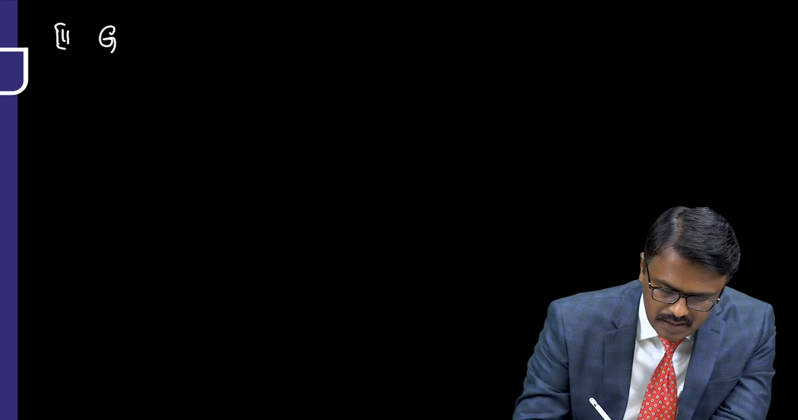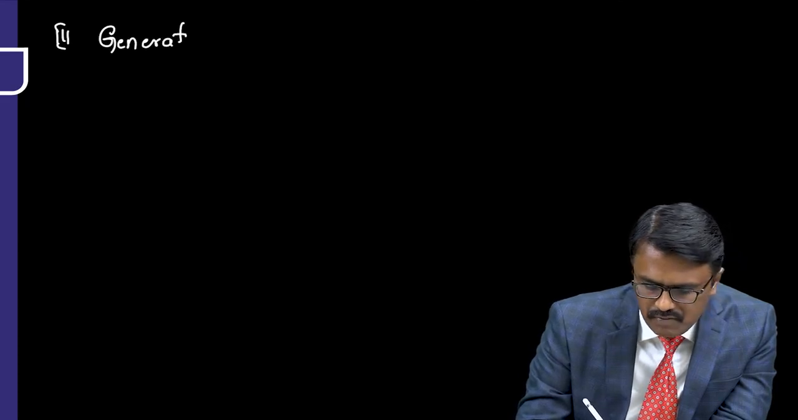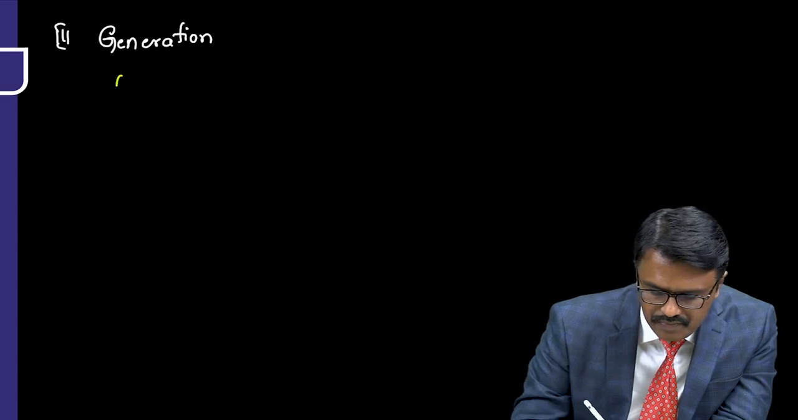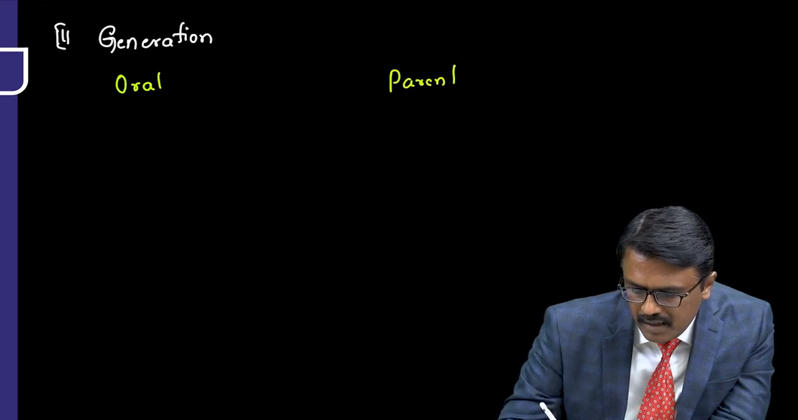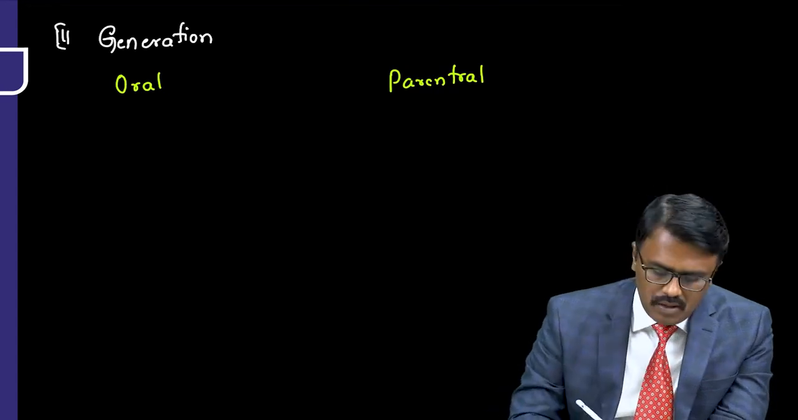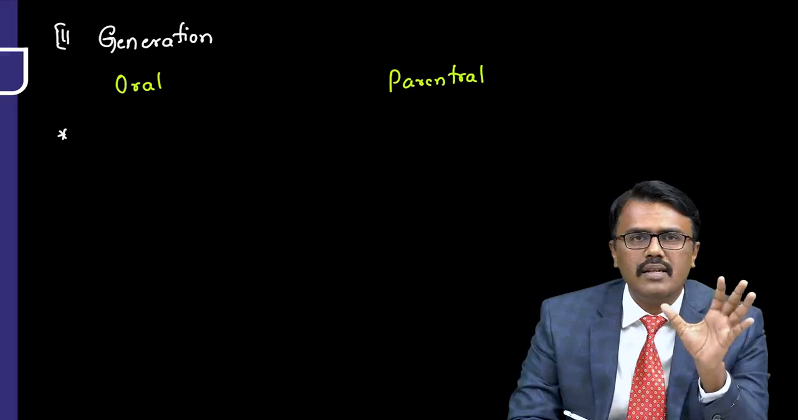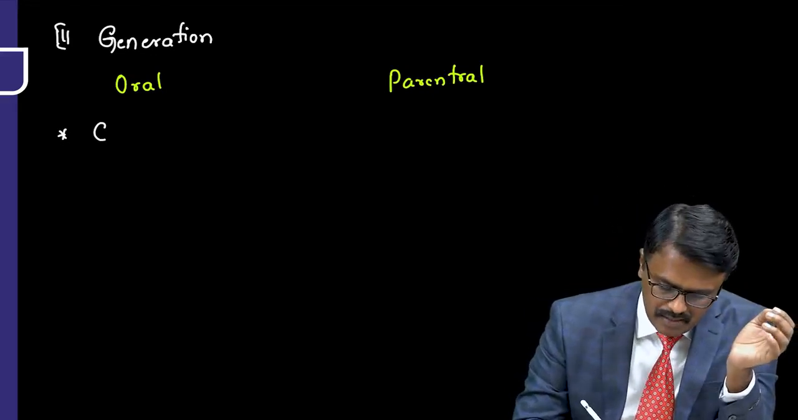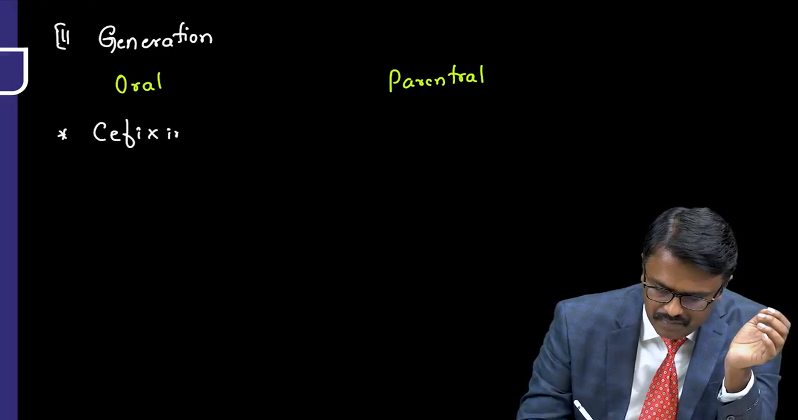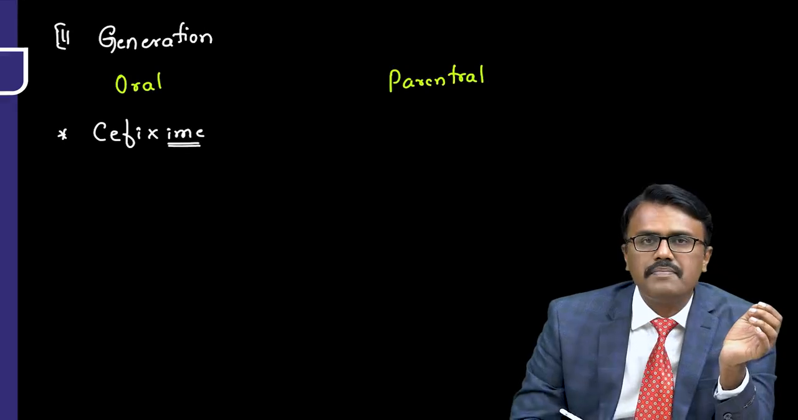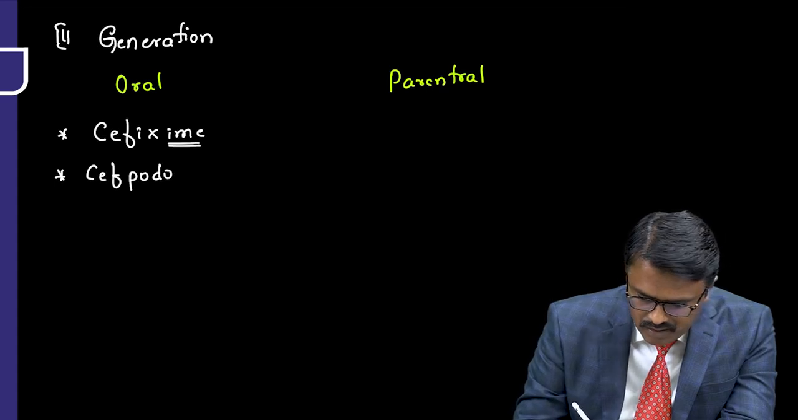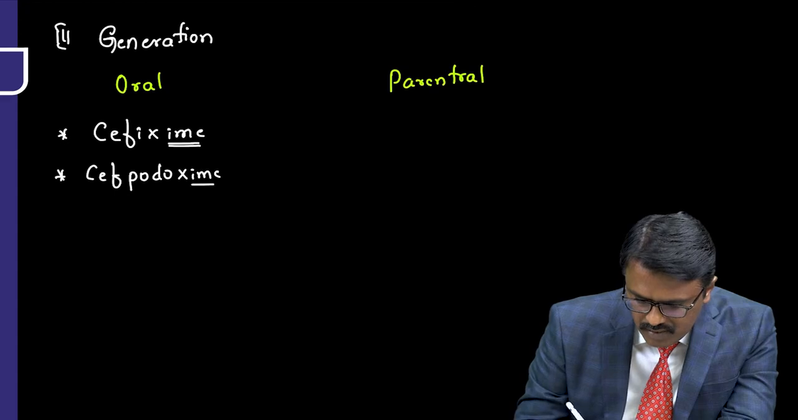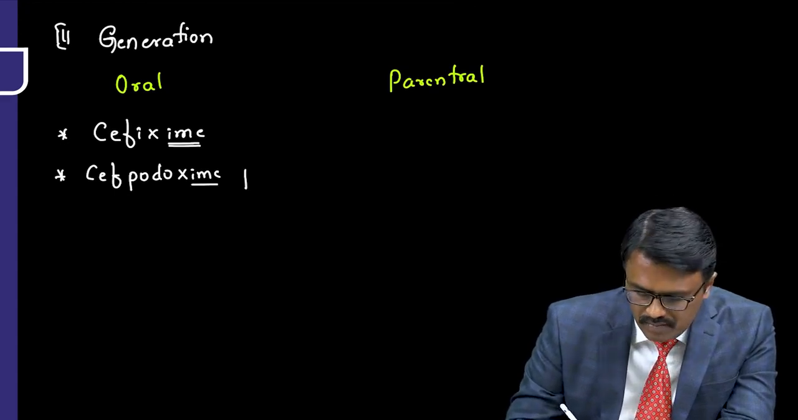Moving on to the third generation ones. This is the one you have to remember for your exam. Very, very important. Again, we have the oral drugs and then the parenteral drugs. What are the oral drugs? Remember, third generation drugs usually end with IME. Let me write the drug names. Cefixime, so it ends with IME. Then one more drug is cefpodoxime, again ending with IME. It is called cefpodoxime proxetil.